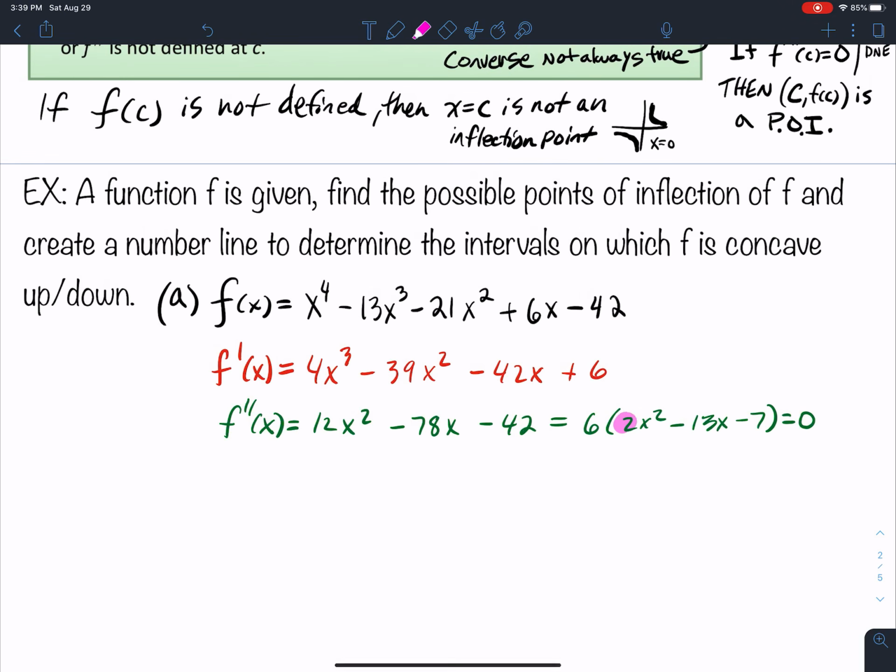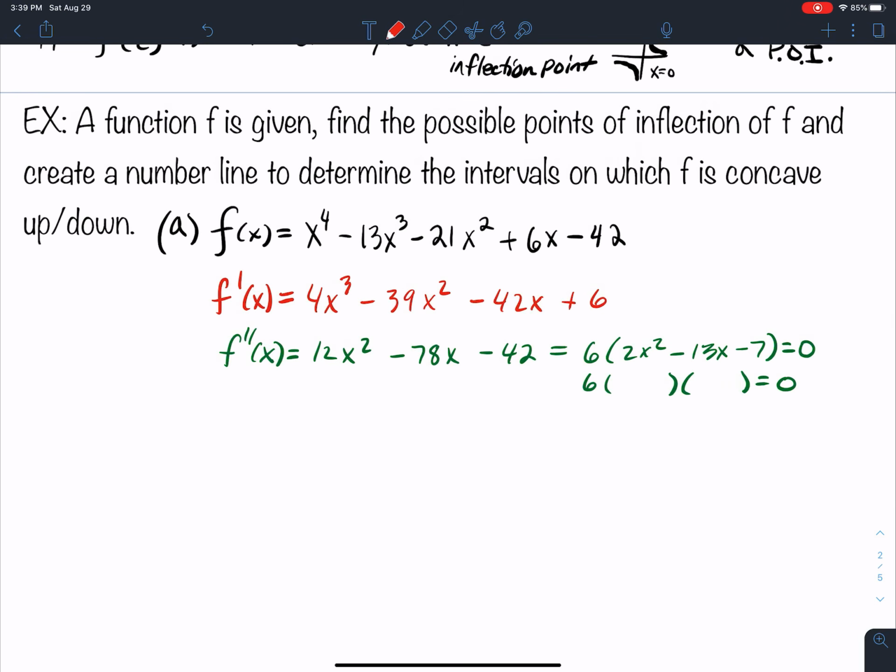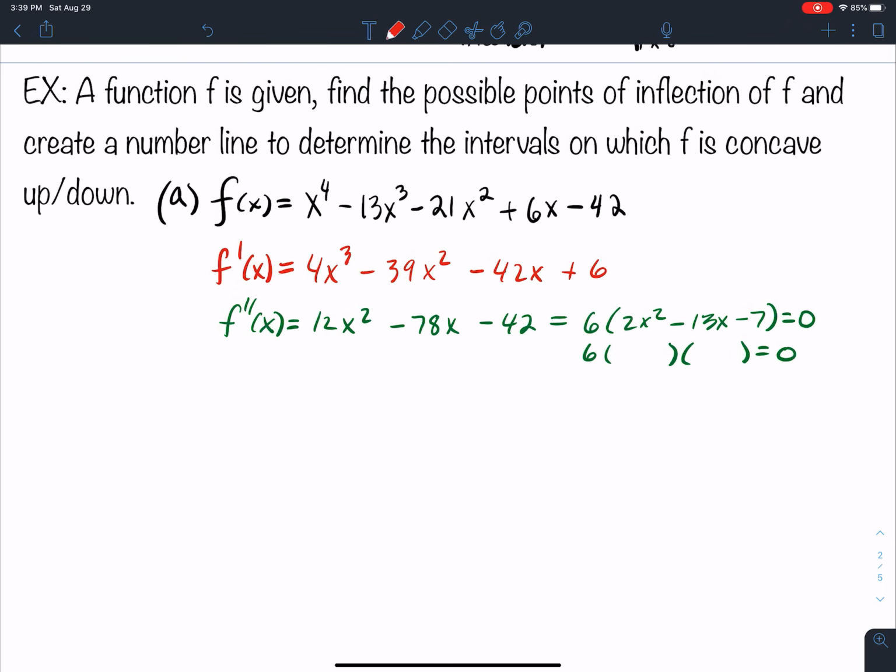Okay, so that's where this comes from. Factor a 6 out of each term. Now I want to factor the trinomial. I want to use the AC method. Okay, so I'll actually do this one for you because you may not be able to just do that right away. The AC method takes the first and the last and multiplies them together. 2 times negative 7 gets you negative 14. So I want numbers that multiply to negative 14 and add to negative 13.